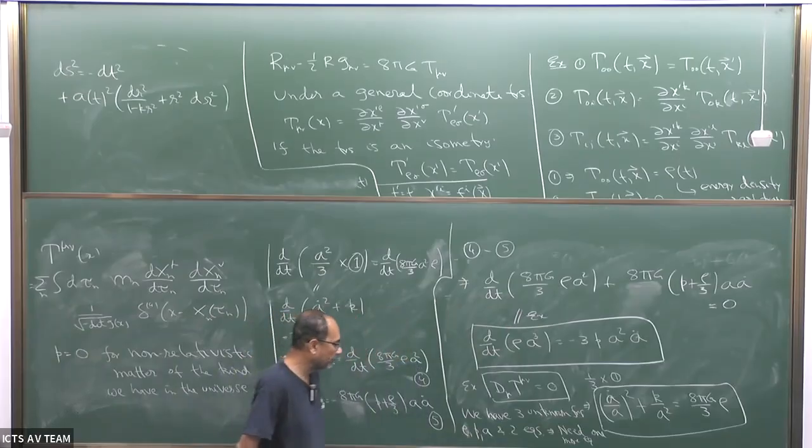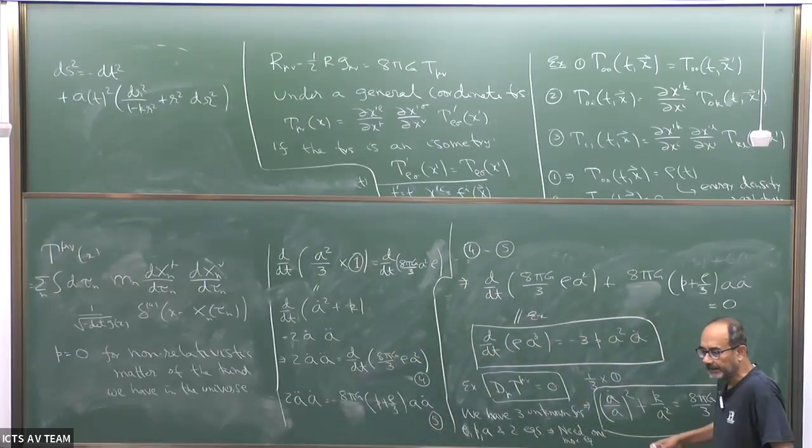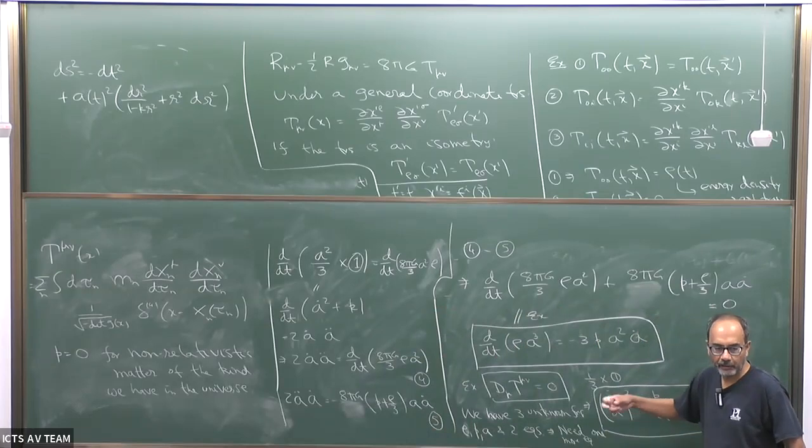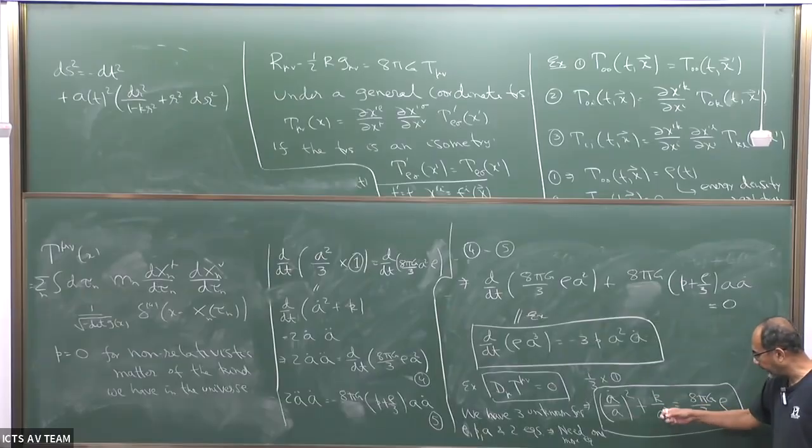I have written this equation in terms of A, but when you actually solve it, we'll write it in terms of lambda, because A, if you remember, is A naught times lambda. That's how we defined it. So this will become lambda dot over lambda, and here it will become k over A naught squared times lambda squared. And if A naught is very large, then basically this term you can ignore.